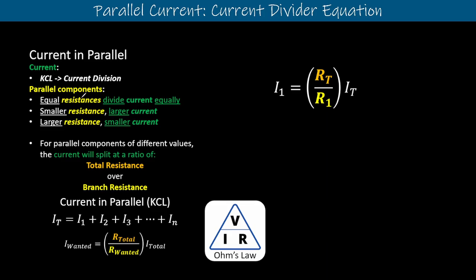It's going to identify KCL's current division that is associated with when our resistors are equal, or are smaller, or are larger. We expect the current to be inverse of those. So a small resistance gets us a large current. A large resistance gets us a small current.